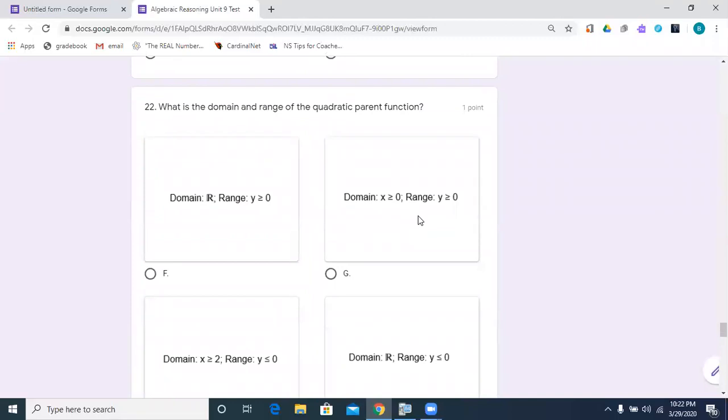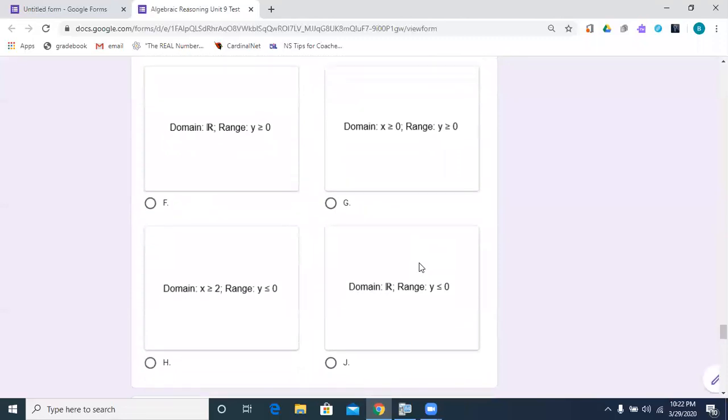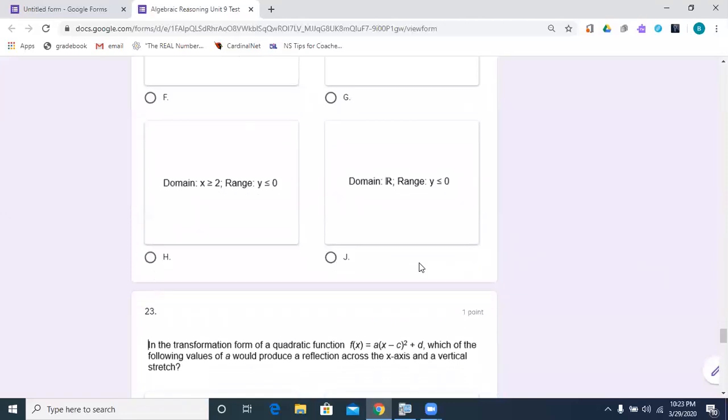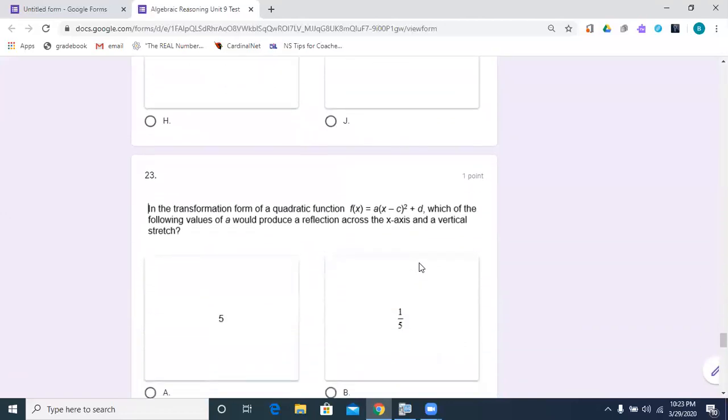Number 22. What is the domain and range of the quadratic parent function? F, domain, all real numbers. Range, y is greater than or equal to 0. G, domain, x is greater than or equal to 0. Range, y is greater than or equal to 0. H, domain, x is greater than or equal to 2. Range, y is less than or equal to 0. J, domain, all real numbers. Range, y is less than or equal to 0.